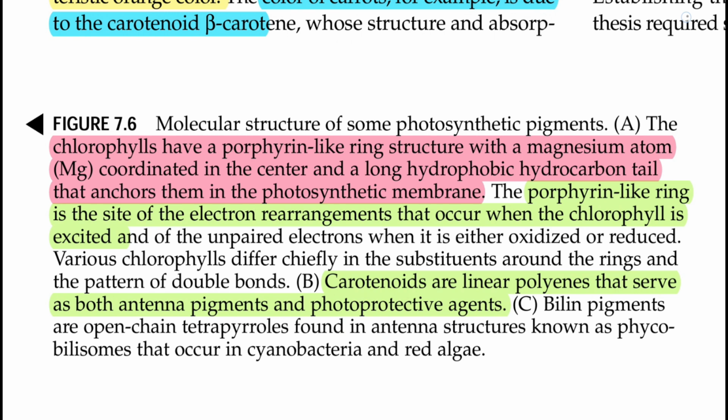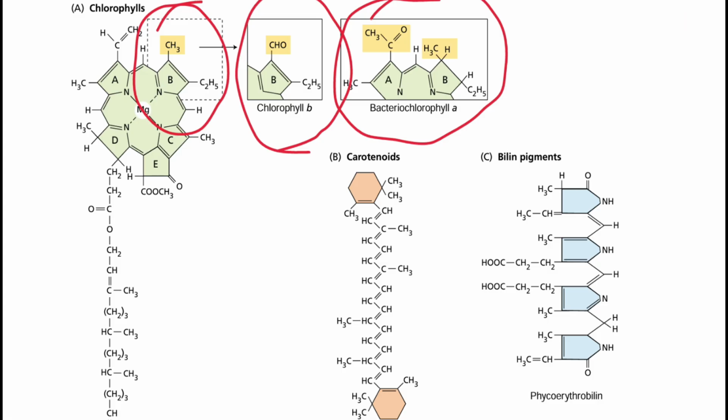Carotenoids are linear polyenes that serve as both antenna pigments and photoprotective agents. Bilene pigments are open-chain tetrapyrroles found in antenna structures known as phycobilisomes that occur in cyanobacteria and red algae. So, figure 7.6 represents different types of molecules. We can give a look there.